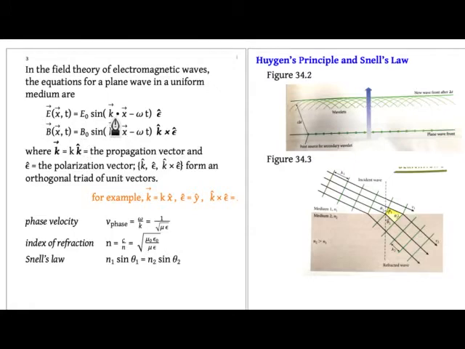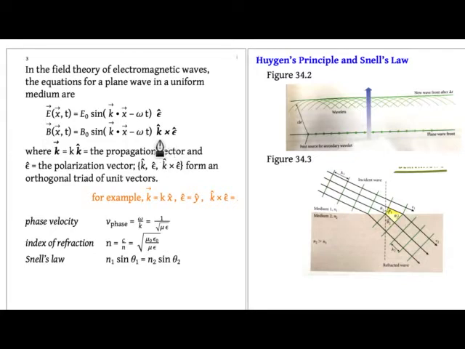K is the wave vector, or sometimes called the propagation vector. Omega is the angular frequency. Epsilon hat is a unit vector. It's the direction in which the electric field oscillates. So that's the polarization vector.